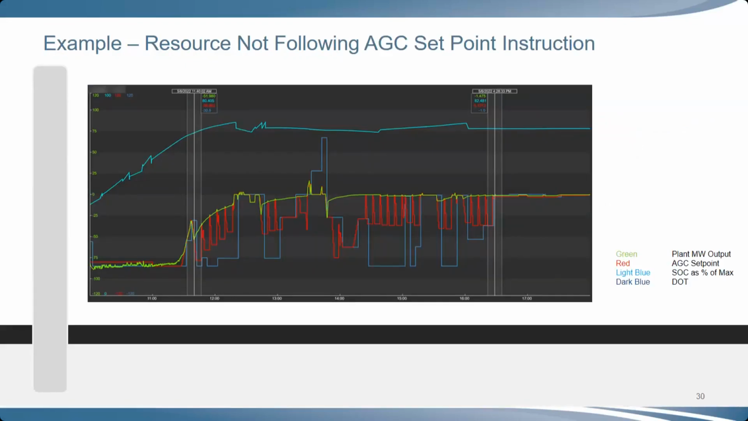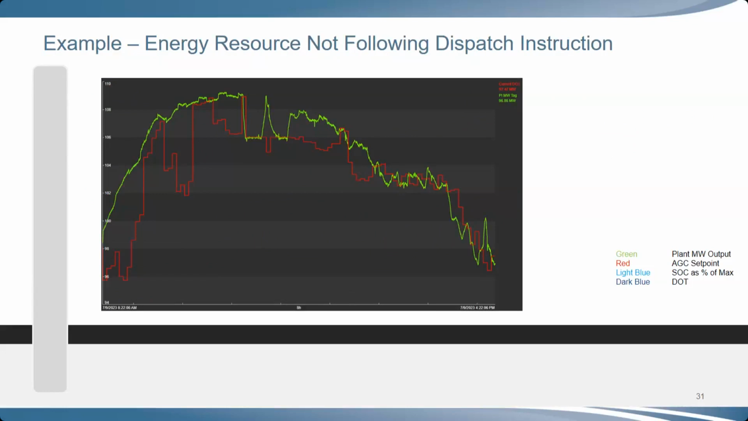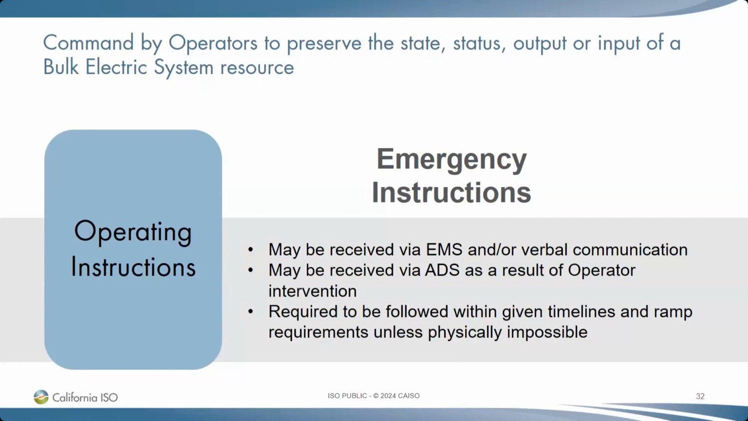Just for an example, here's a resource not following their dots. They're not following a set point, so just a pictorial of what it looks like when you're not. Another one, when they're not following a set point, another issue of them not following. This is what we're trying to avoid. When you're getting the operating instructions, we don't want to see what those two graphs look like. We want you to respond. We need you to. You must respond immediately, because these are emergency instructions.